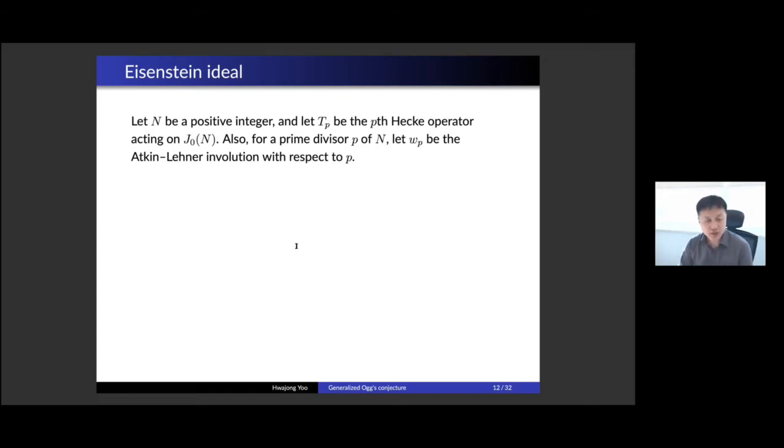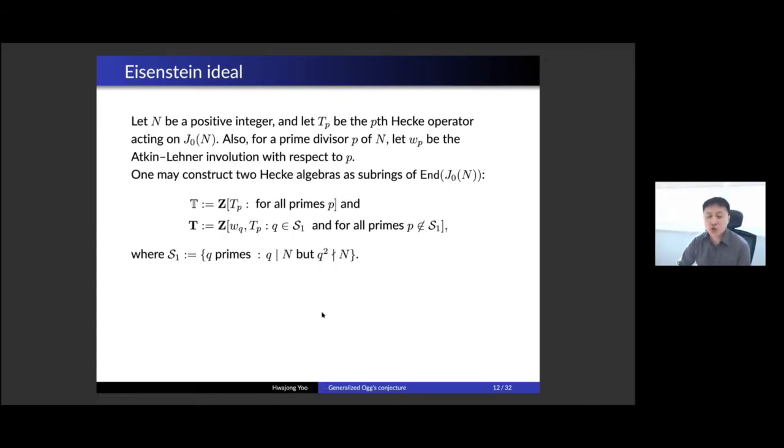Yeah, come back to the Eisenstein ideal. One may construct two Hecke algebras. One is the usual Hecke algebra, the full Hecke algebra generated by all these Hecke operators. But for some reason, when Q exactly divides the level N, then it is better to use the Atkin-Lehner involution instead of Hecke operators.